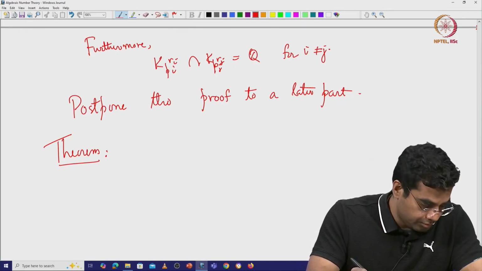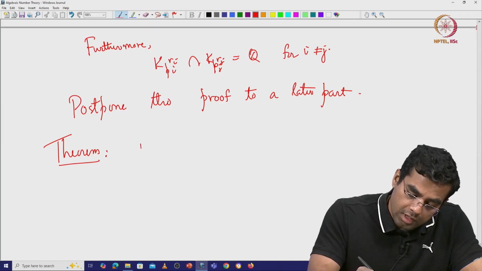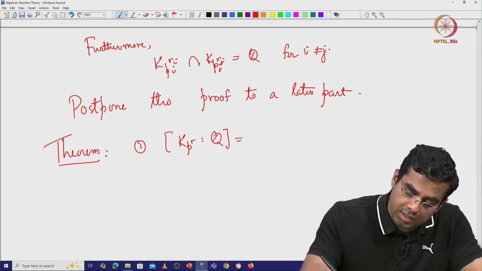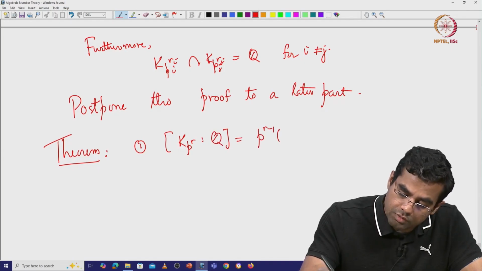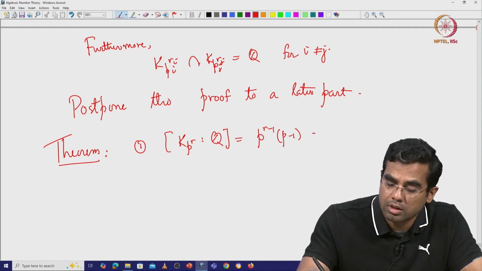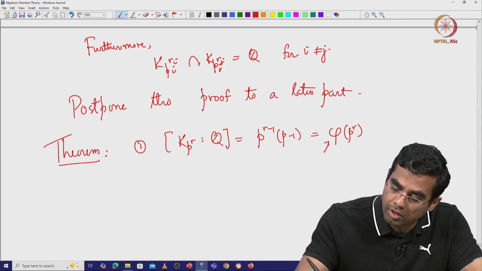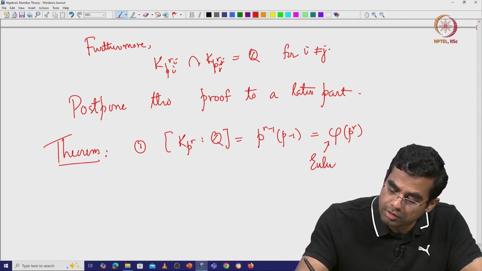First is that the degree of K p to the r over Q is equal to p to the r minus 1 times p minus 1. Remember, this is also phi of p to the r, where phi is Euler's totient function.